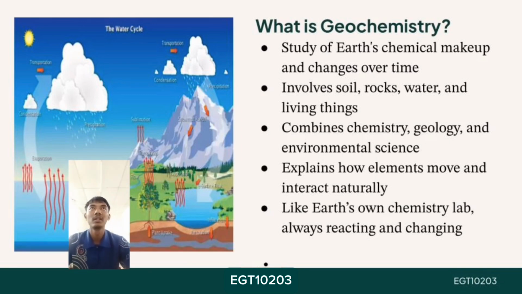This includes processes happening in soil, rock, and water, and even living organisms. Geochemistry brings together chemistry, geology, and environmental science to explain how elements move and interact in the natural world. Imagine it like the Earth's own chemistry lab, constantly running reactions that shape our environment.